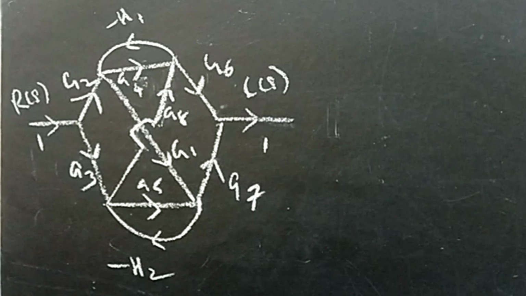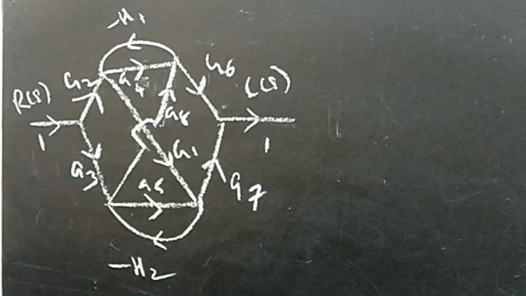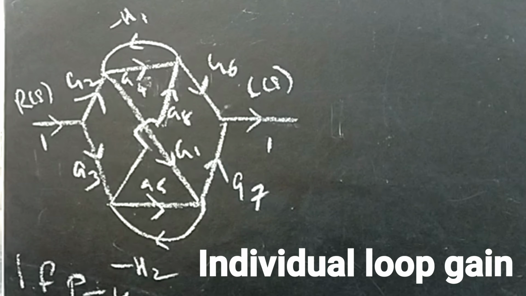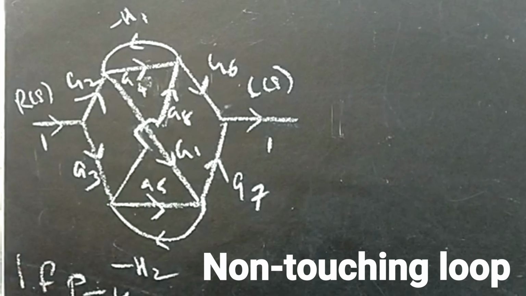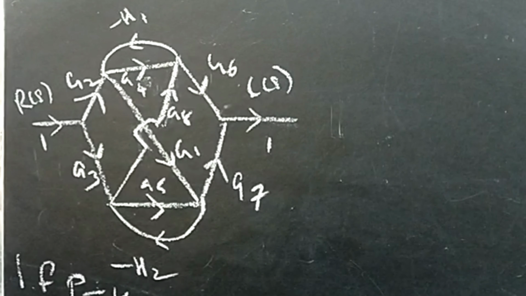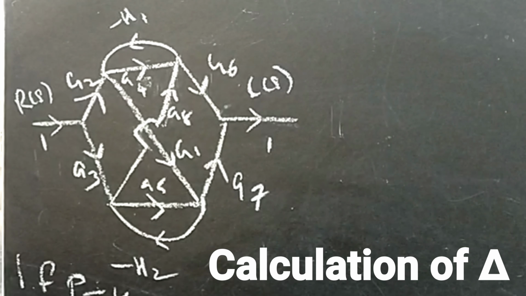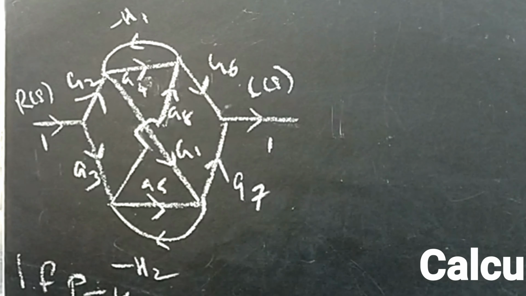Of course, for the Mason's gain formula determination, we have steps to follow. The first step is to determine the forward paths. We calculate how many forward paths there are, and the forward path gain. Second, we determine the individual loop gains. Third, we determine the non-touching loop gains, that is, pairs of loops. Fourth, we determine the determinant value. Fifth, we determine the determinant k value. Using all these parameters, we determine the transfer function, that is Mason's gain formula.